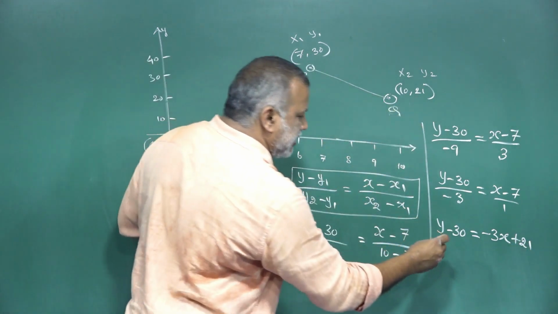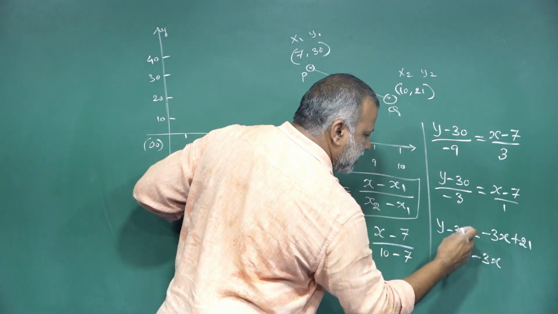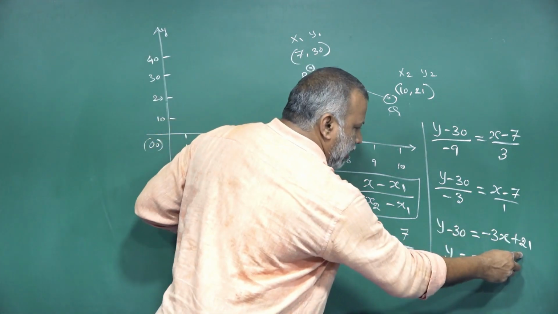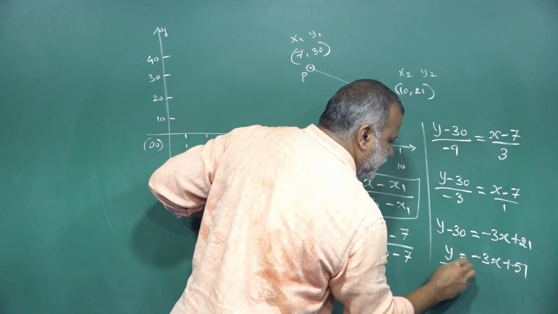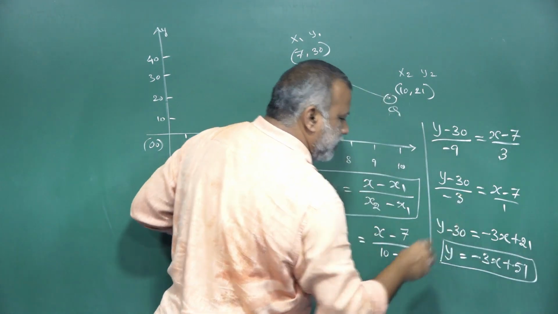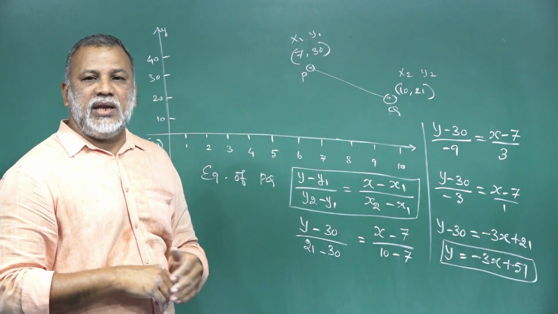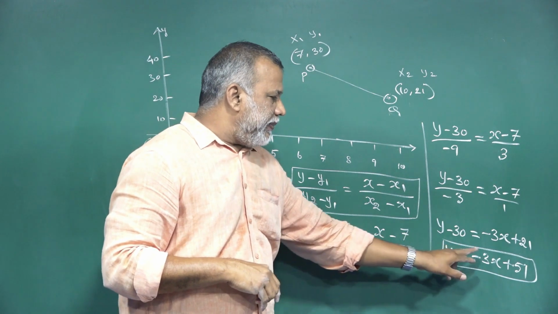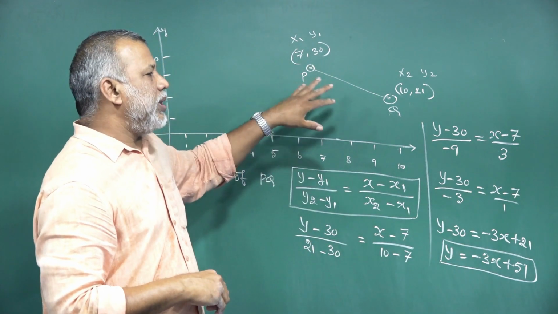Just take the 30 to the other side. So y equal to minus 3x, this 30 goes to the other side, we can get positive. So 21 already, this positive 30, we can get 51. This is the equation of this line, that means the equation of the line joining P and Q. So here y equal to minus 3x plus 51 is the required equation.